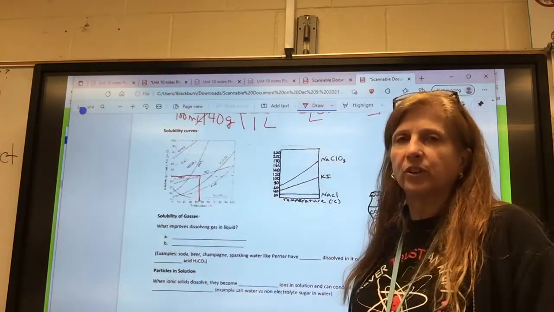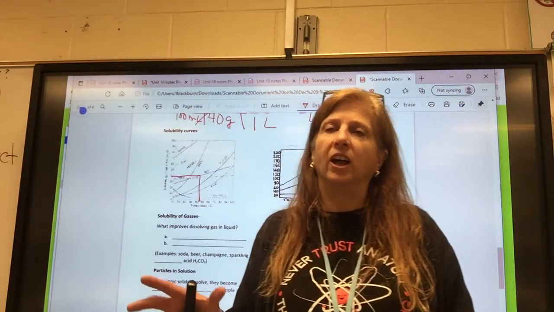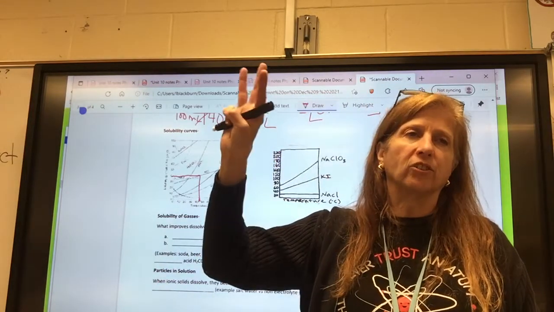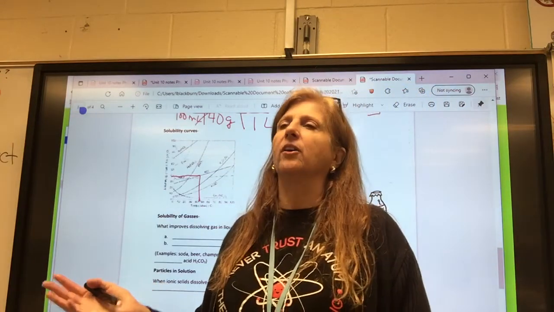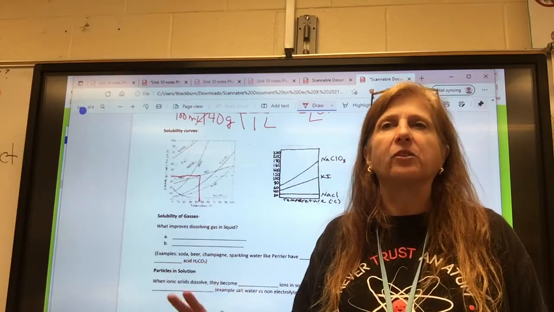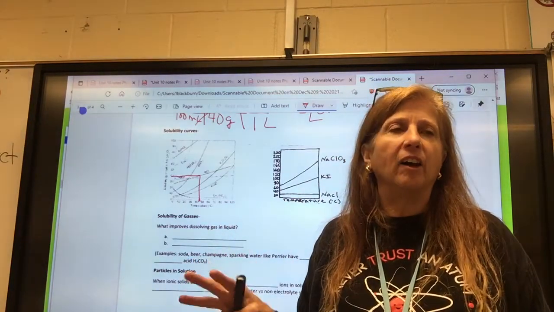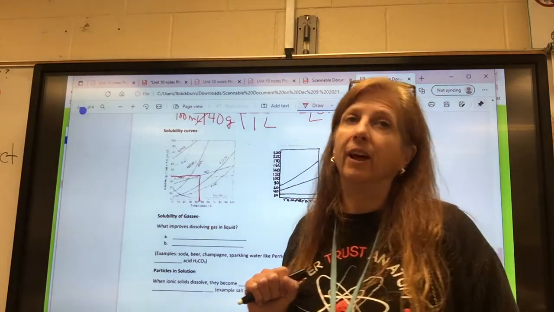Now, we talked about what improves dissolving a solid in liquid. It was heat, particle size, and stirring. But what about Coke? What if you go work for Coca-Cola and it's your job to get the carbon dioxide bubbles in the Coke? Do you think it will help if we heat it up, stir it, and have smaller particle size? No, not at all.